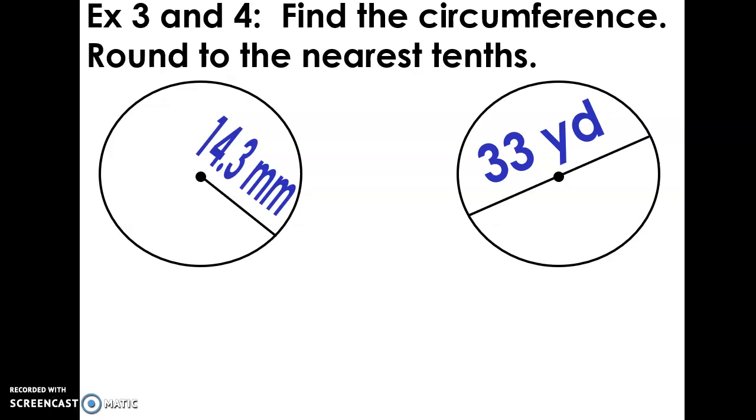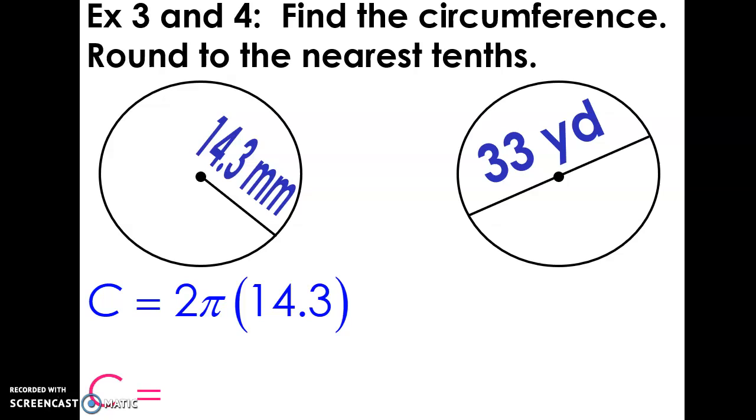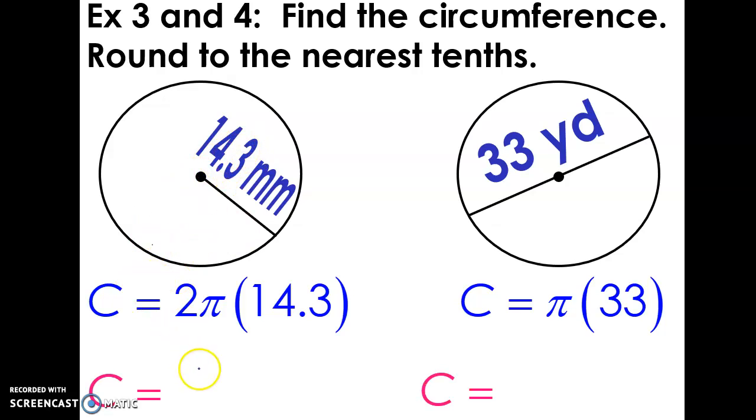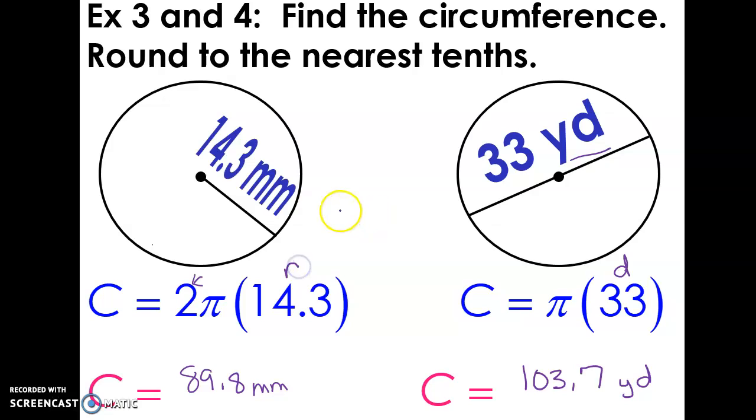Now if we want to look at finding to the nearest tenth, we're going to have 2 pi times 14.3. So our circumference would equal, here it's going to be 89.8 millimeters for to the nearest tenth, and here we'd have 103.7 yards. Make sure you use your units. Pi times diameter, and 2 times pi times radius. Remember, 2r equals the diameter.